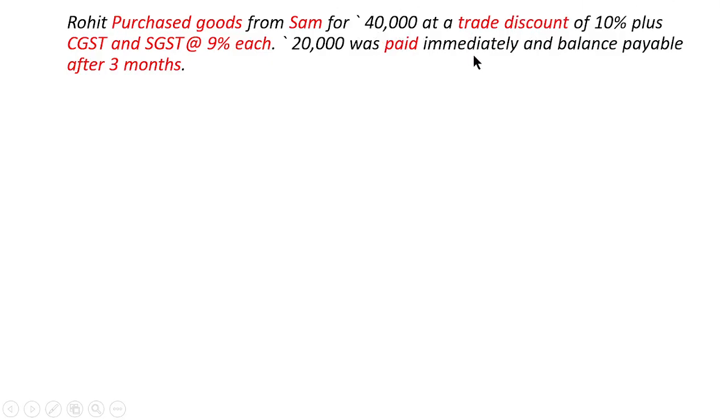There are two types of discount, trade and cash. Trade discount always deduct from purchase, but cash discount you cannot deduct from purchase. CGST and SGST is 9%.